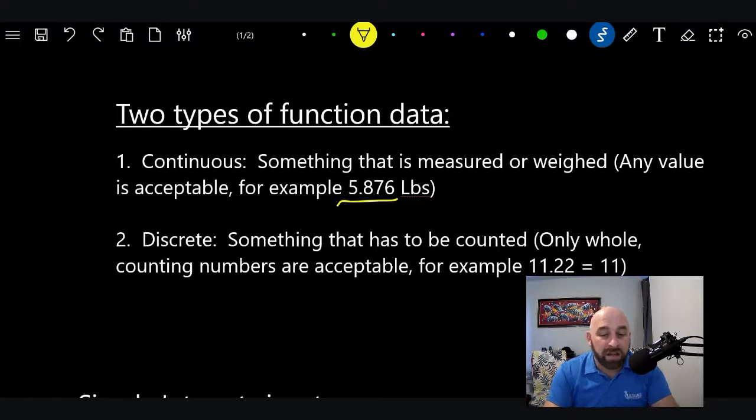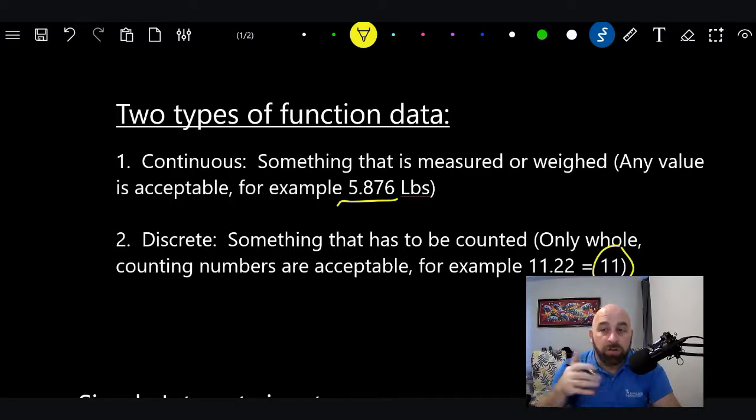The second type is called discrete. In discrete, only whole numbers, counting numbers, are acceptable. For example, if you get the answer 11.22, that's not an acceptable output. You would have to round that off to 11. This is when you have, so people are not measured and people are not weighed. Now you can weigh a person, but like in the population, when we measure or weigh, we don't measure or weigh the population. We count the population.